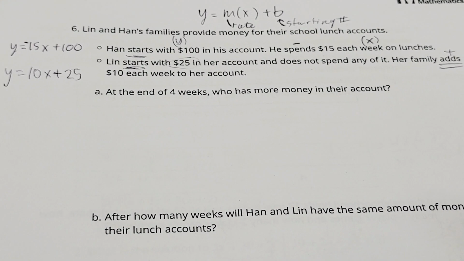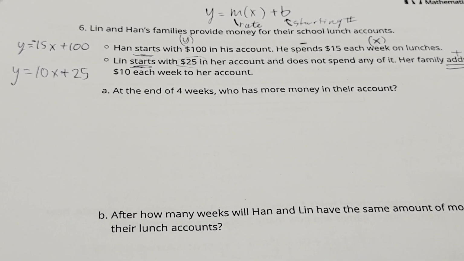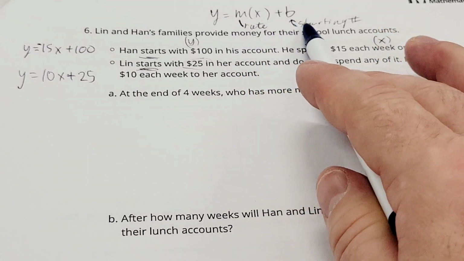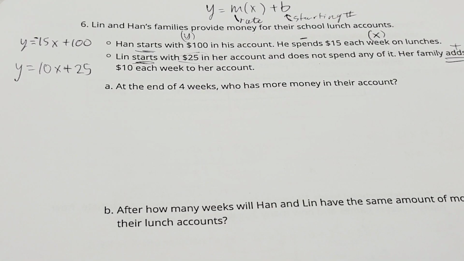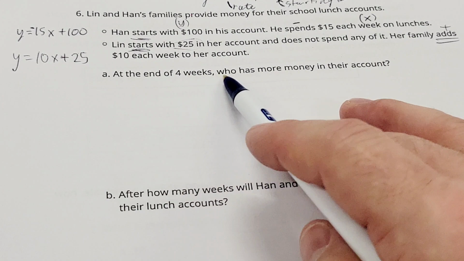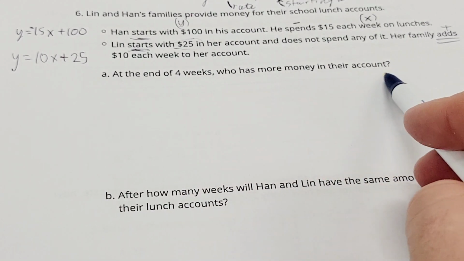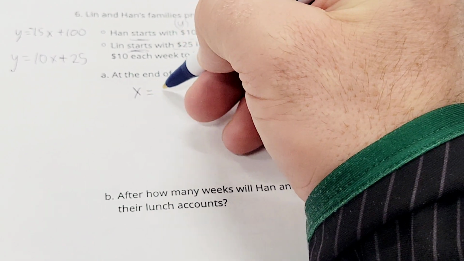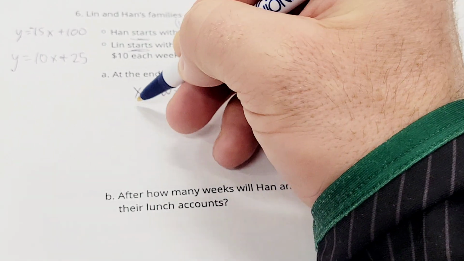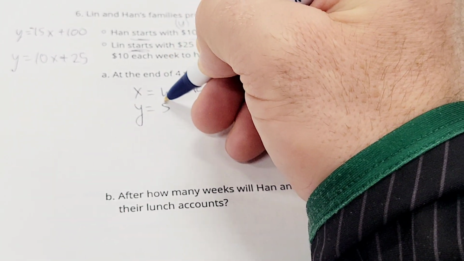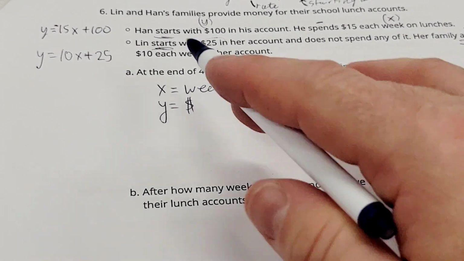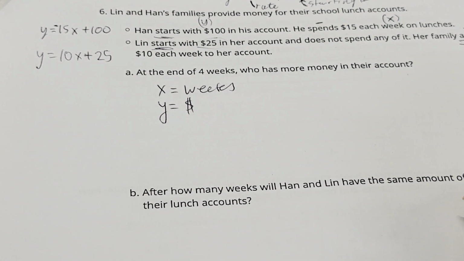Okay, so I got the equations for these two. They're pretty easy equations because they fit a standard structure we've been dealing with for a couple of months now. And then it says at the end of 4 weeks, who has more money in their account? Okay, so remember as I built those equations, X is for weeks and Y is for how much money they will have.